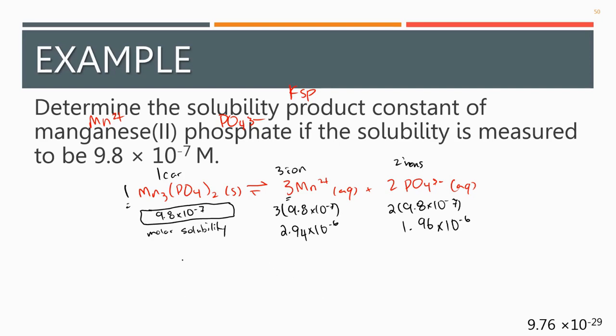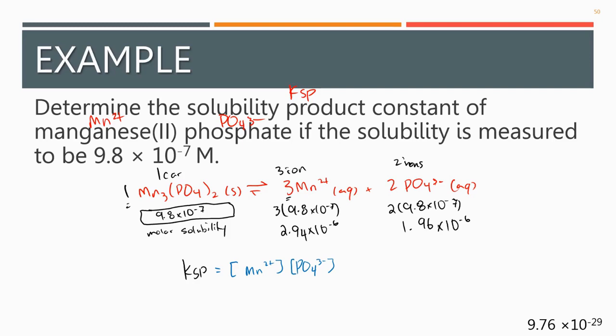I'm going to set up my KSP equation just as I did before. So KSP is equal to the concentration of Mn2+ and the concentration of PO4 3-. Notice I'm writing the charges inside the brackets, right? The charges still exist. I'm taking the concentration of those ions, and those ions are represented by charges, so it should appear in the KSP expression.